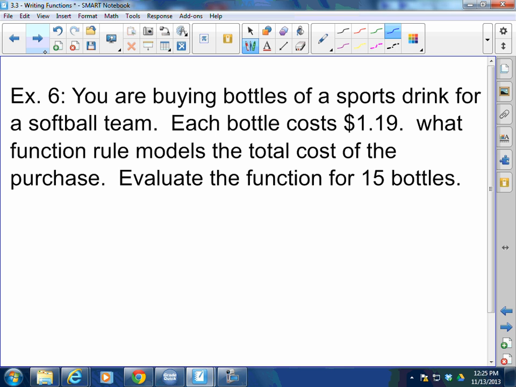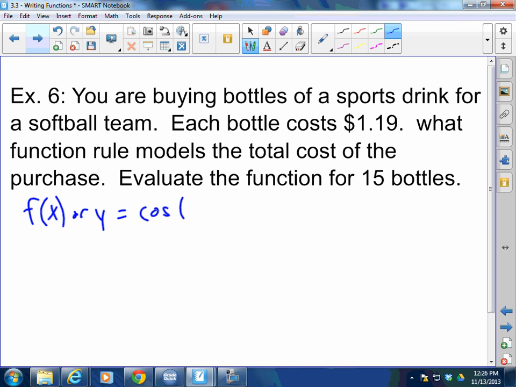You're buying bottles of water or sports drink for a softball team. Each bottle costs $1.19. What function rule models the total cost of the purchase? Evaluate the function for 15 bottles. What do we got here? What's my f of x or my y? Either one. What's my f of x or y?